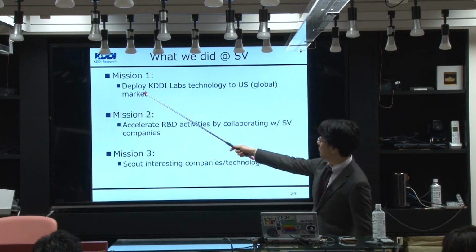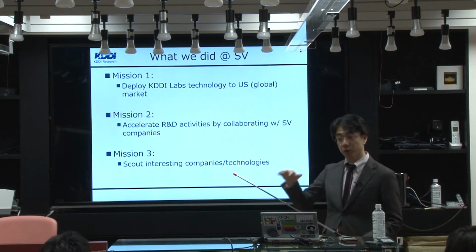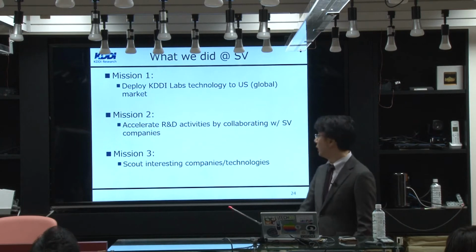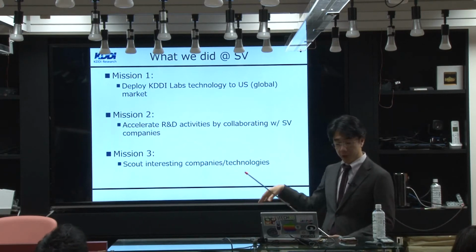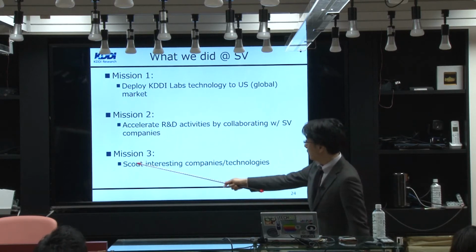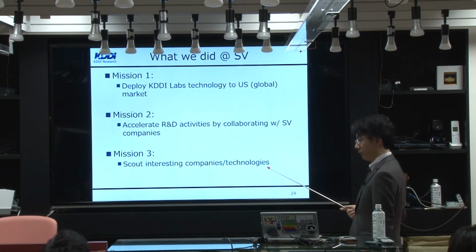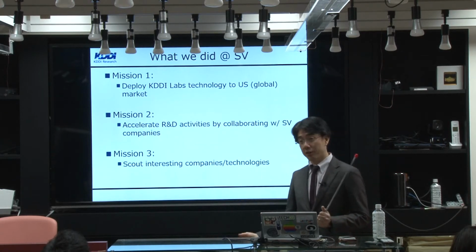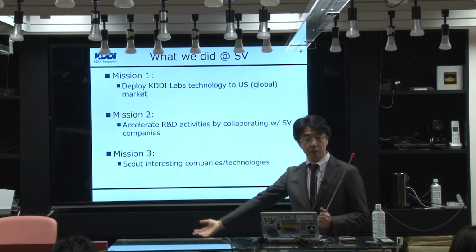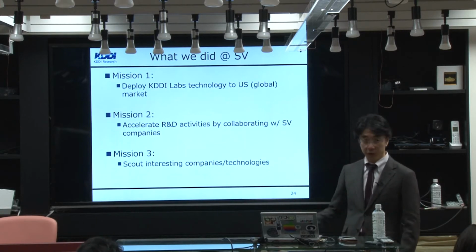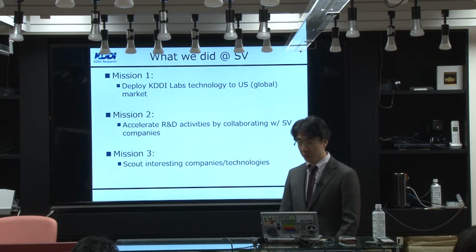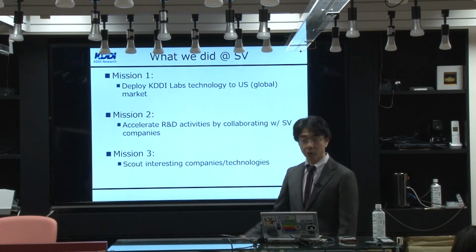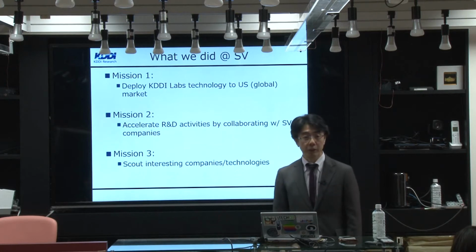So mission 1 was to deploy our technology to the U.S. or maybe the global market. Mission 2 was to accelerate our research activities by collaborating with cool companies in the Silicon Valley area. And mission 3 was to scout interesting companies and technologies, and if we find some cool companies there, our job was to introduce them to the headquarters in Tokyo, and maybe we can do a joint development project, or maybe some people in the corporate will actually be interested enough to fund those startups, or maybe acquire them to be used in the business of KDDI, the company.